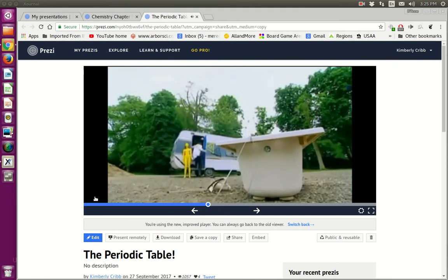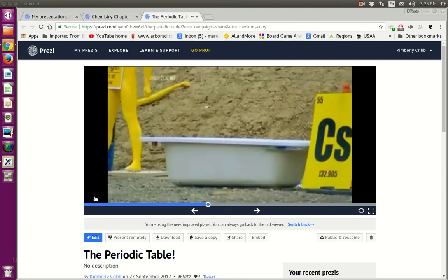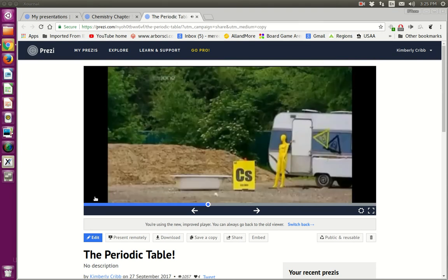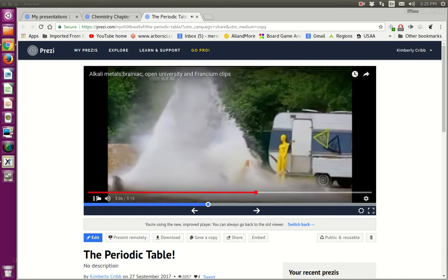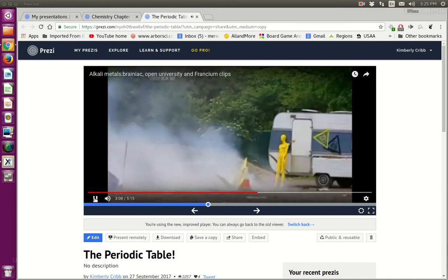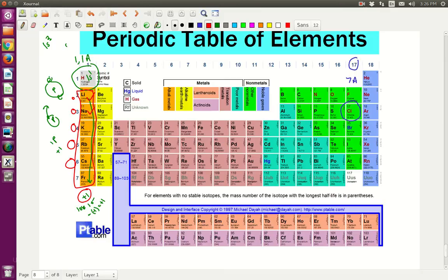As our cesium sinks in the water, the rapid generation of hydrogen gas should produce quite an explosion. And it does. Alright, so now, they actually cannot use francium for this kind of thing because it's difficult to get and difficult to collect and also very dangerous. So let's move on to our notes.